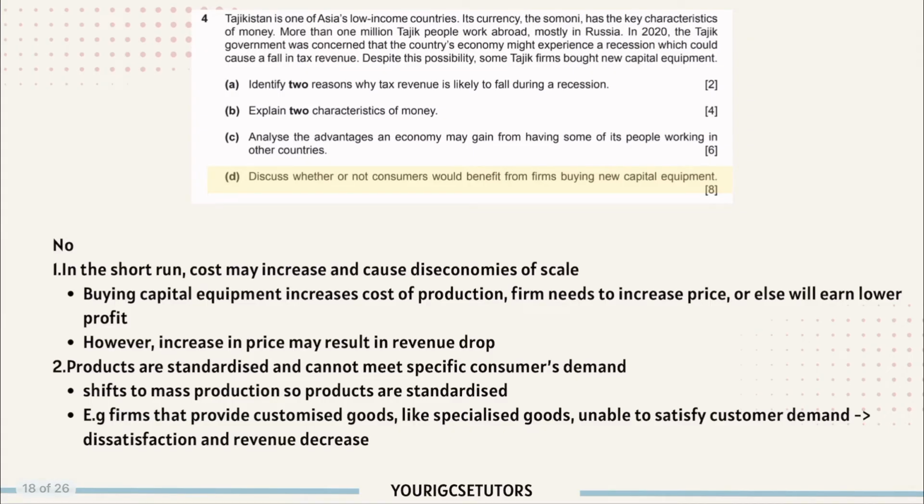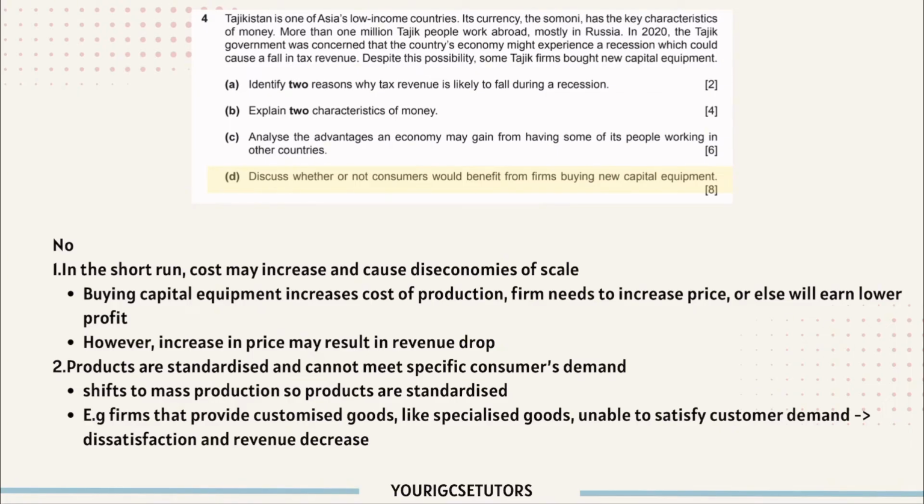No, why not? First, in the short run, the cost may increase and cause diseconomies of scale. So buying capital equipment basically will increase the cost of production. So the firm will need to increase the price in the short run, or else they will earn lower profit. So basically, because capital equipment is very expensive, the firm needs to increase the price to cover the cost. However, an increase in price may result in a revenue drop.